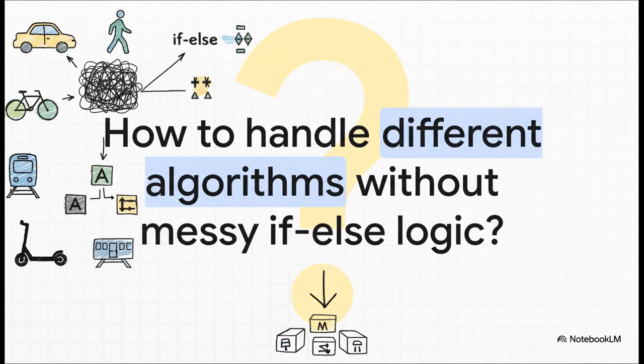Think about a navigation app for a second. The user can ask for a route for driving, for walking, for cycling. A really naive way to code this would be to use a massive if-else or a switch statement in your route calculation method. But you know that's going to become an absolute nightmare to maintain. What happens when you want to add a new mode of transport, like a scooter? You have to dig into that giant block of code and risk breaking everything.